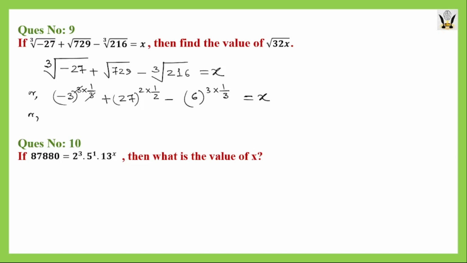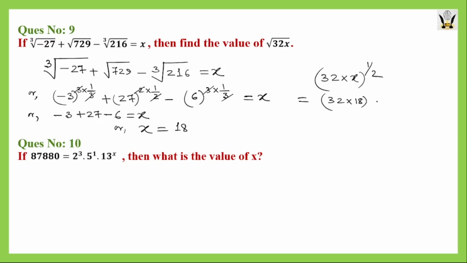So this 3 and this 3 will cancel each other, same as for this 2 and for this 3. So what will remain is, from the first term it will be minus 3, then from the second term it will be 27, and then from the third term it will be 6 and then minus 6. So it will be minus 6 and that value will be x. Finally x will be 18. Now what we need to evaluate is 32 multiplied by x and then square root of that. So 32 multiplied by 18 and then square root of that. Finally it will be 3 2s are 6 and 6 4s are 24.